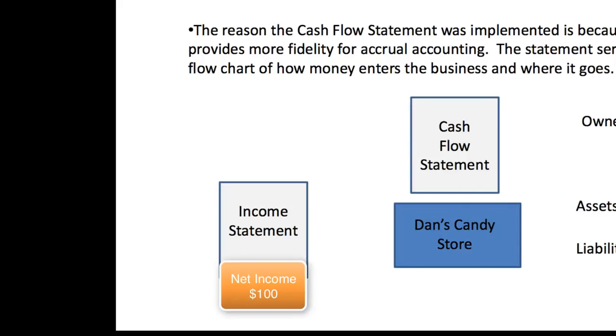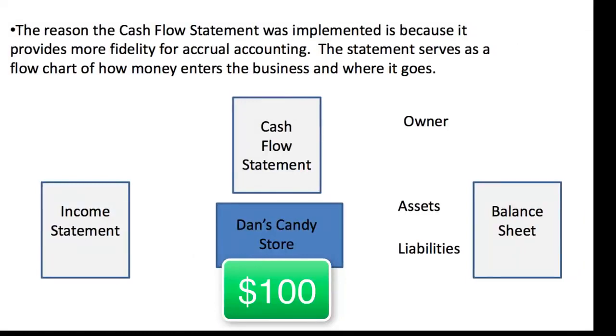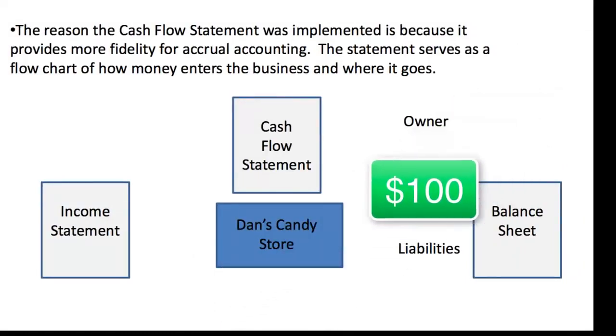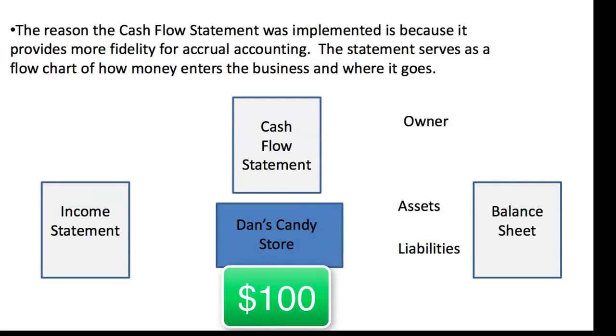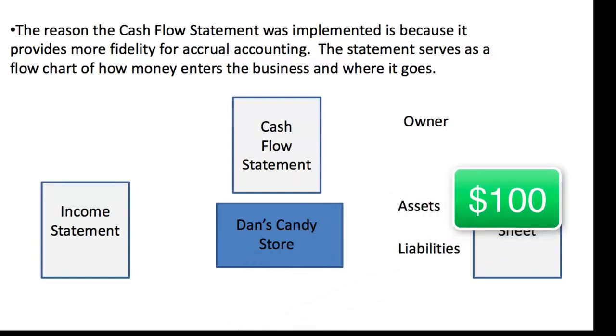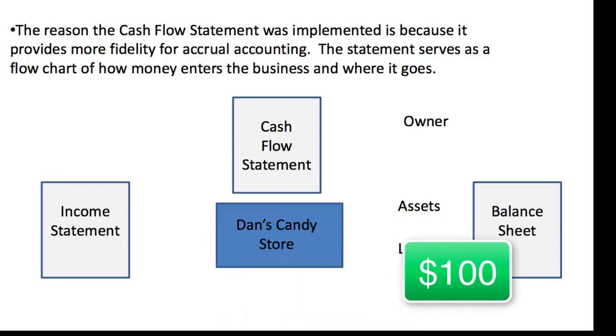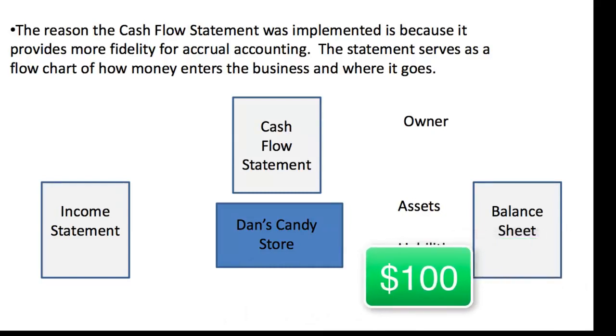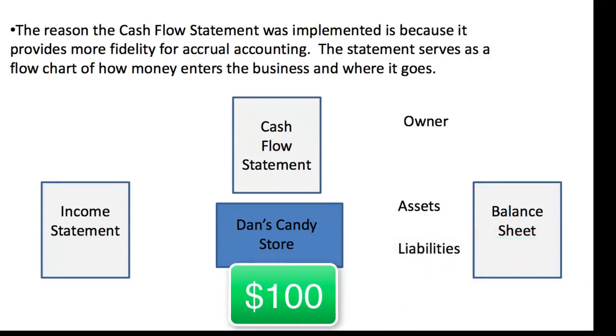At the top of the income statement is going to be the revenues, and at the bottom is going to be the net income or the profit. Okay, so that $100 of profit flows into Dan's Candy Store. That's the profit that he made. And so that income statement would capture that. Now, once it's inside of Dan's store, before we were showing how that money could be paid to the owner through a dividend, or the money could then be listed as an asset on his balance sheet, or that money could be used to pay off debts, which would lower the liabilities on the balance sheet.